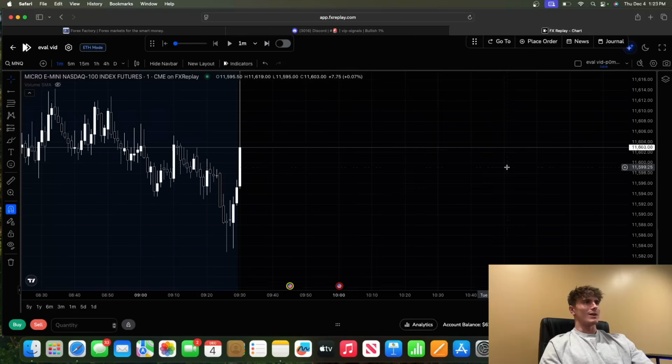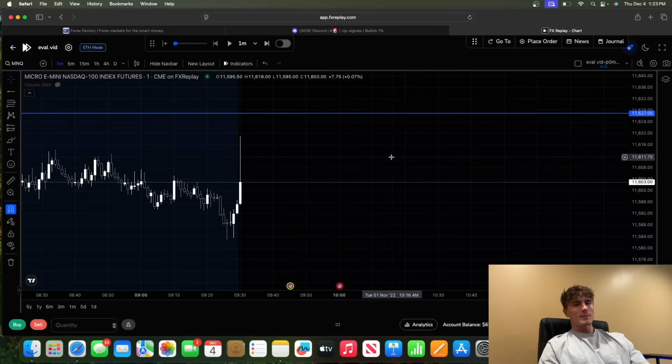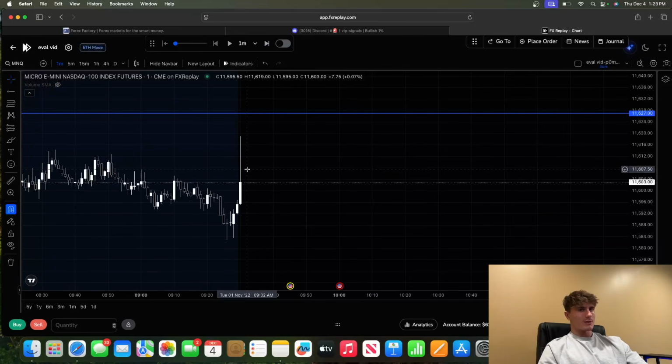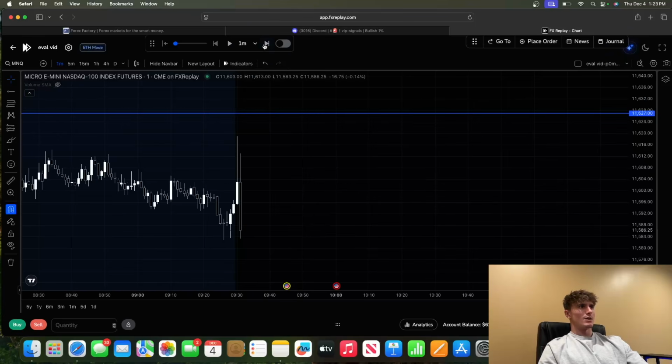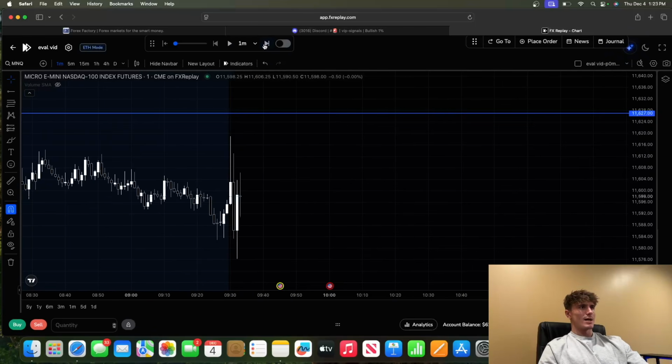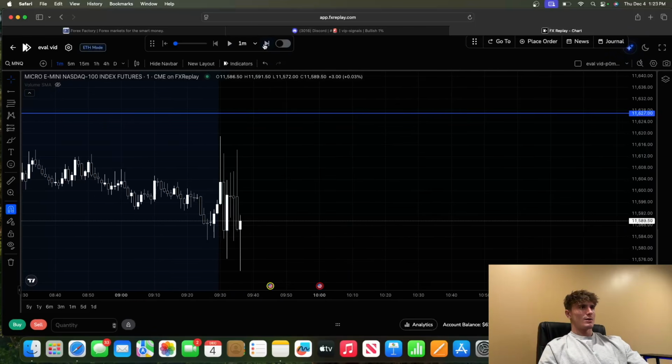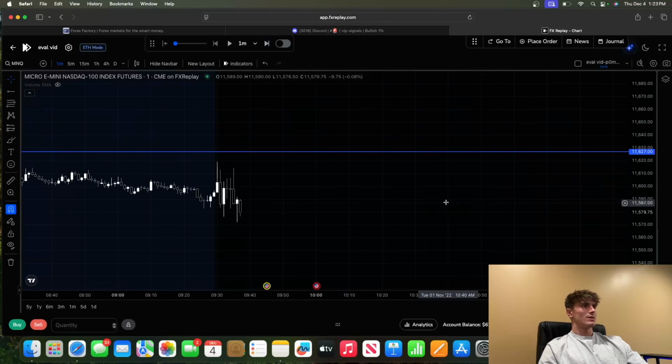Is that a 1 minute candle? That's crazy. This is what I'm talking about when I say the market open candle. This is why I don't enter on it. Yeah, like what is that? This is awful.